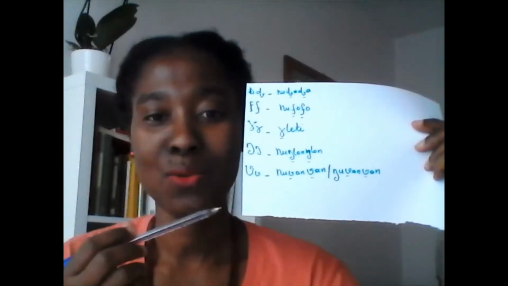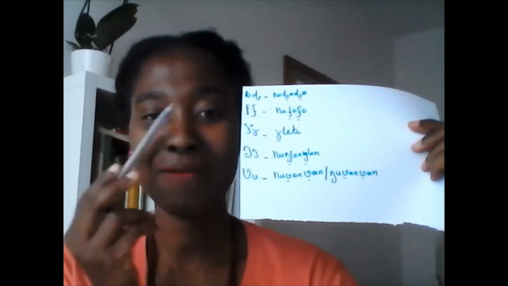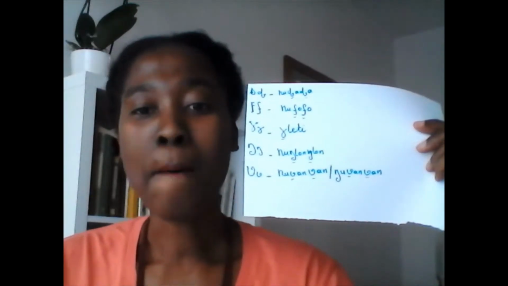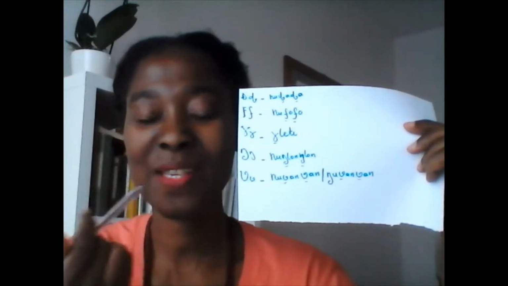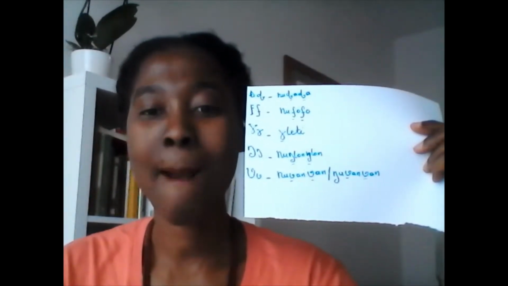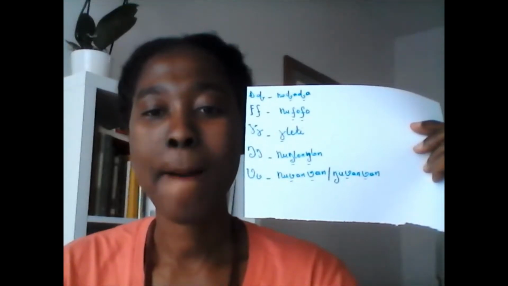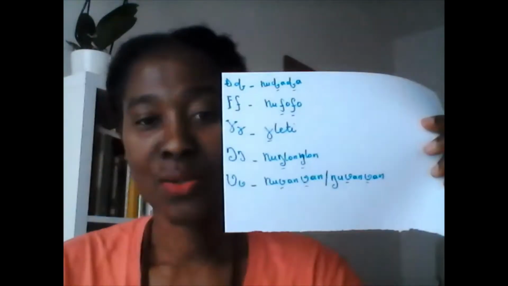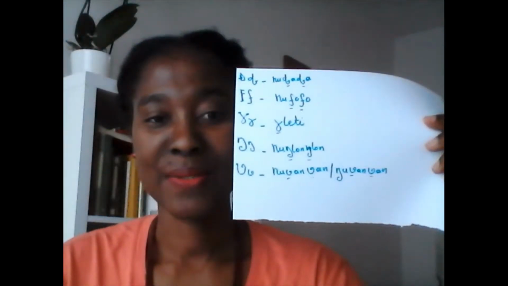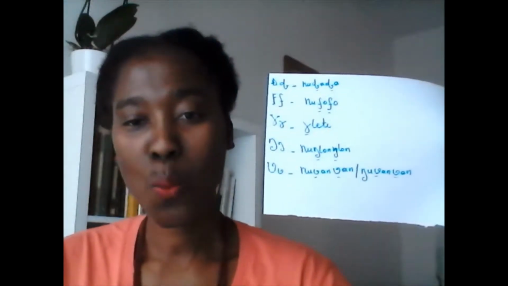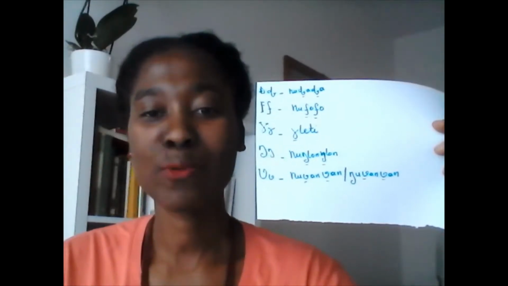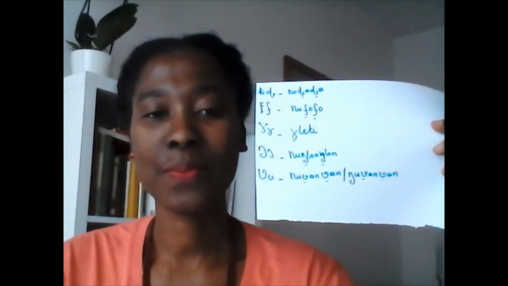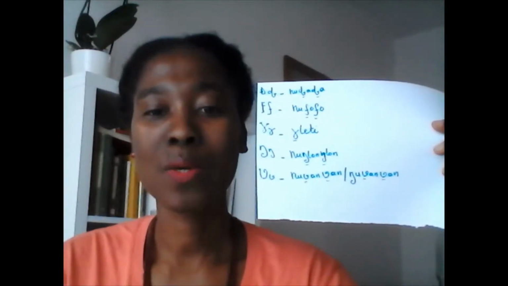So yes, just want to remind you of that. So this F with tail, you have to bring your lips together inside your mouth, then you blow it out. F, f. So the example is nu po po, which means speaking.